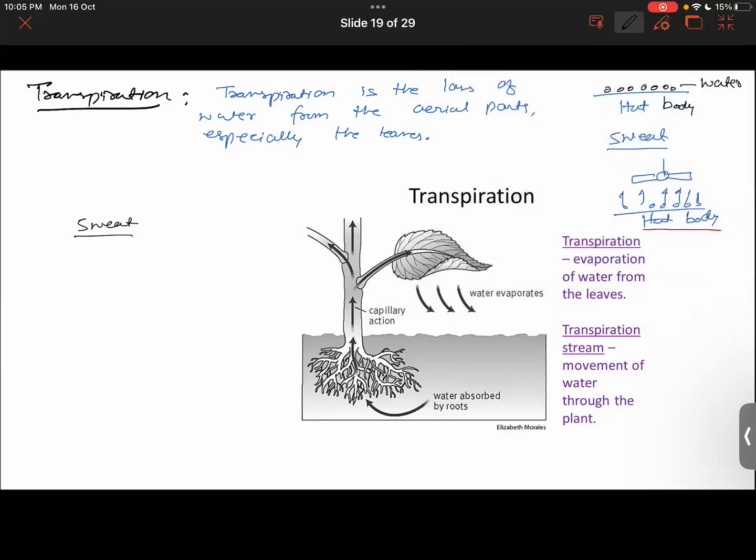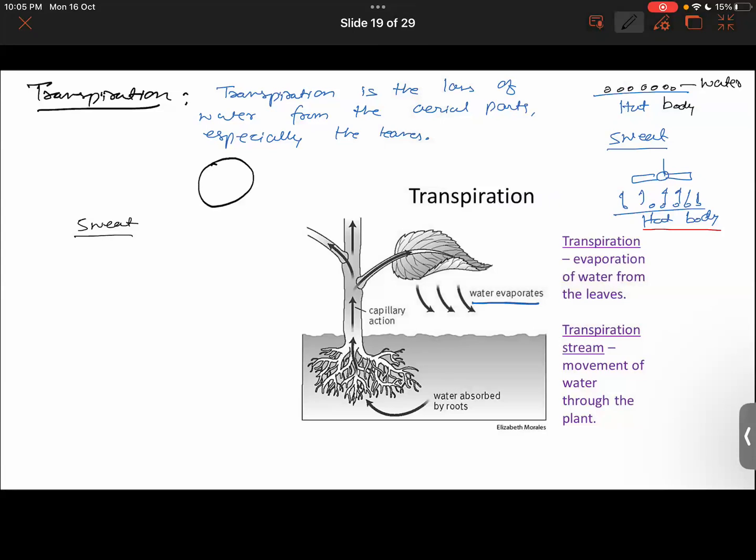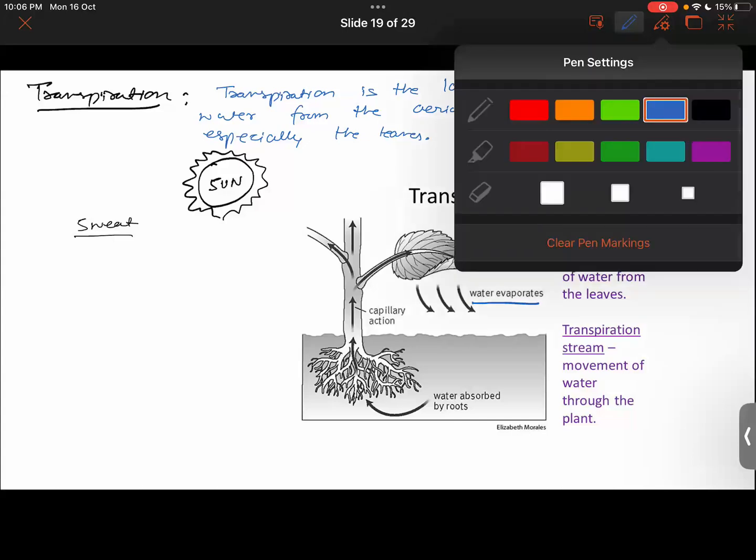So basically, what is happening now? We are providing water to the plants. And that water will be moving to the aerial parts of the plants, like the leaves, stems, and flowers also. If the water is evaporating from the leaves, there has to be some source of heat. And what is that source of heat? That is basically the sun, right? So transpiration will be mainly occurring during daytime only, right?